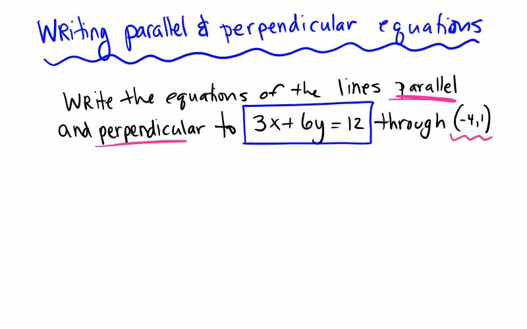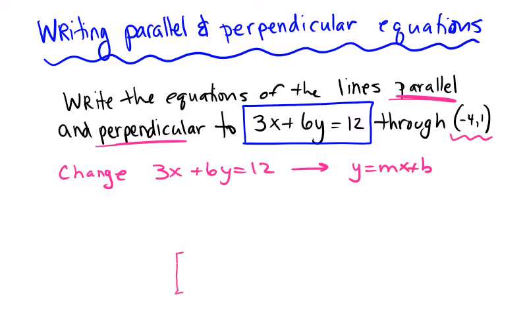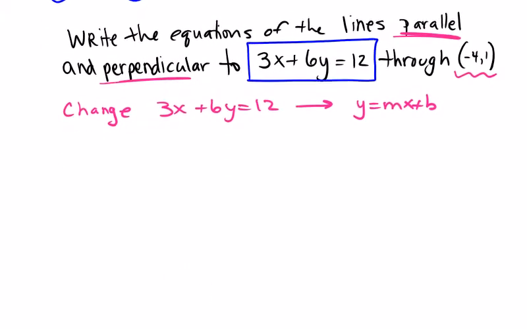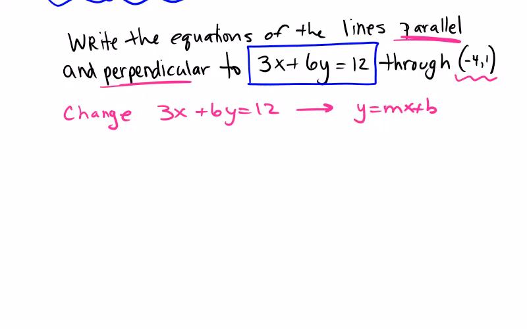So the very first thing we need to do is change the standard form 3x plus 6y equals 12 into slope-intercept form, y equals mx plus b. We need to do that for two different reasons. Number one is we need the slope, and number two is eventually we are going to graph this. So we want to make sure that we have the equation so we can graph it as well, so we can see all the pieces.